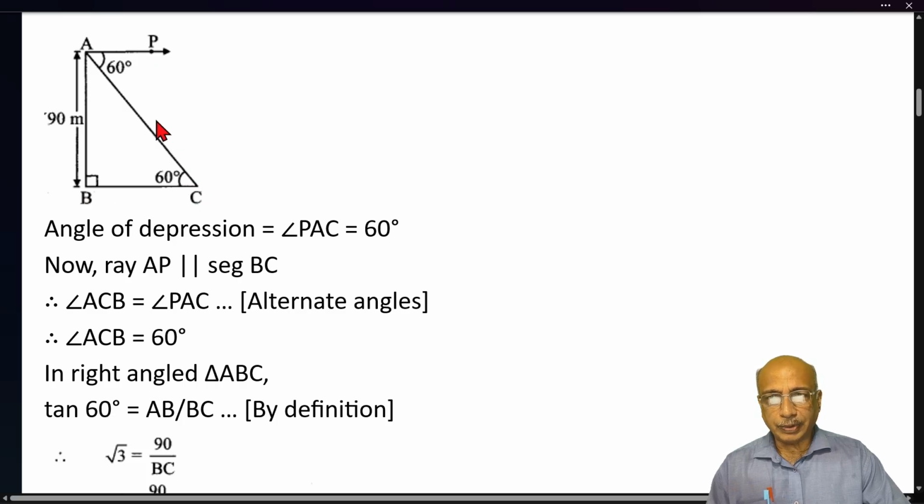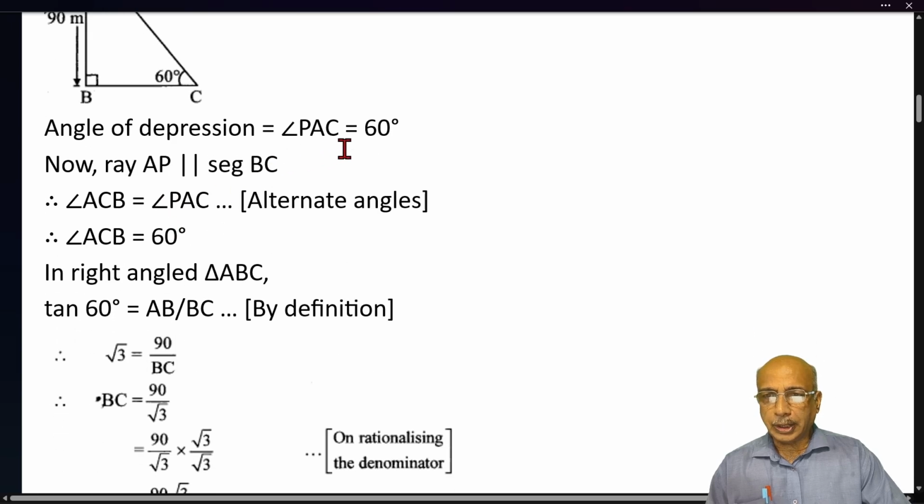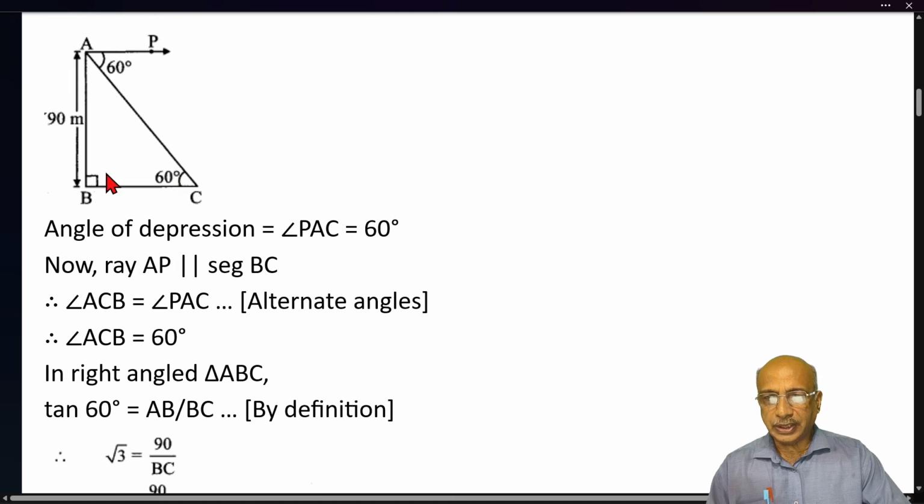AC will be transversal. So angle PAC, which is the angle of depression, will be equal to the angle of elevation at point C, angle ACB. And they form a pair of alternate angles. So angle of depression PAC equals 60 degree. Now ray AP is parallel to BC. Therefore, angle ACB equals angle PAC, alternate angles. Therefore ACB will be 60 degree.